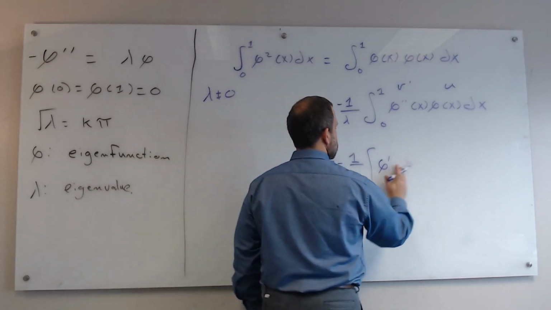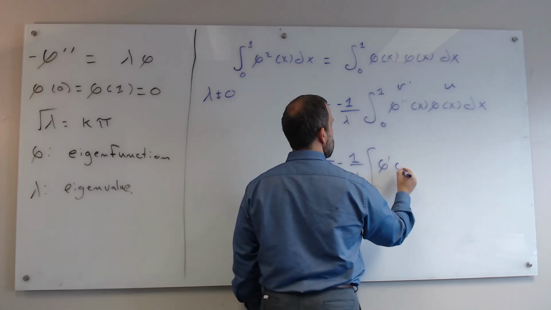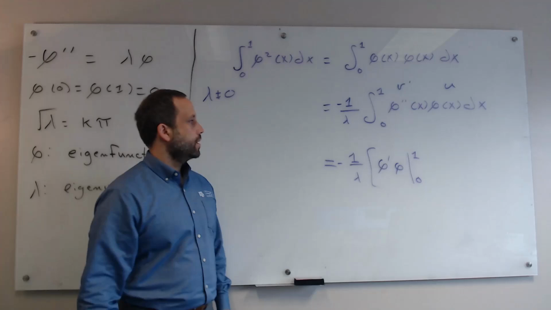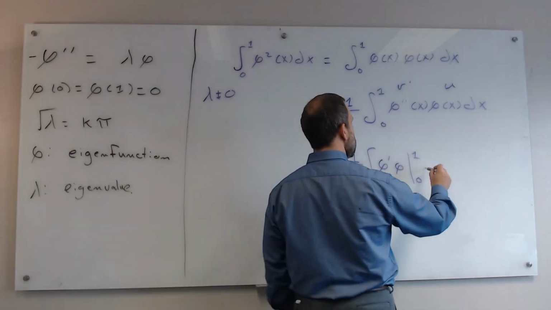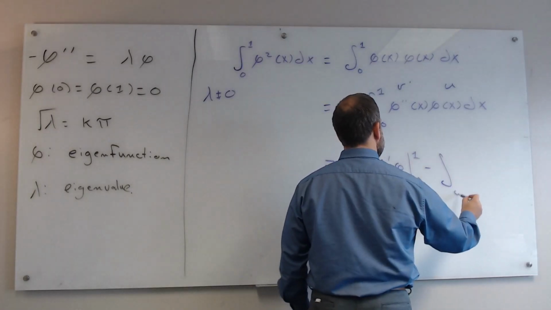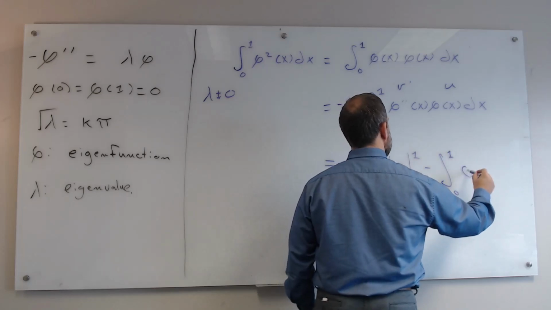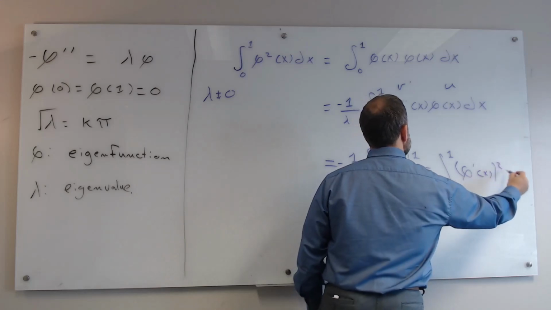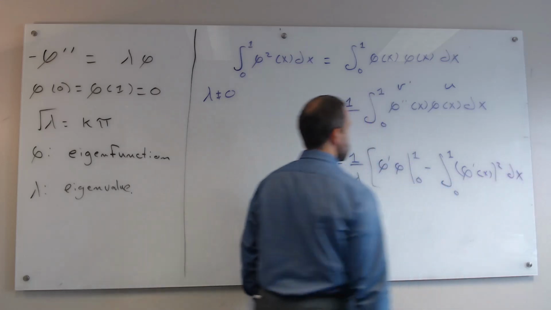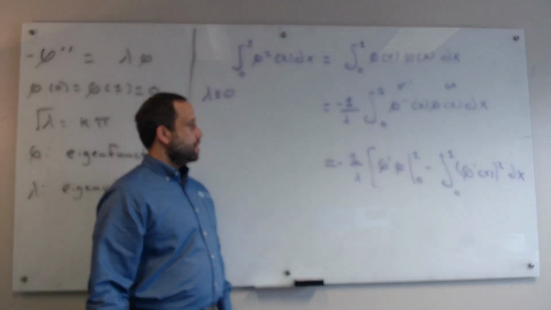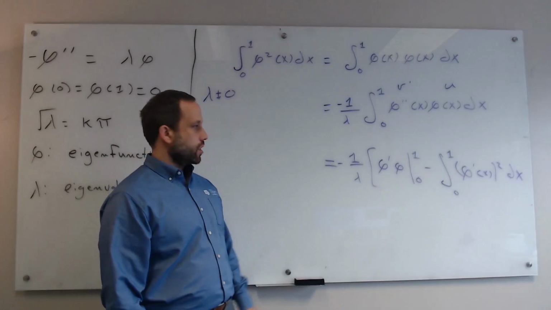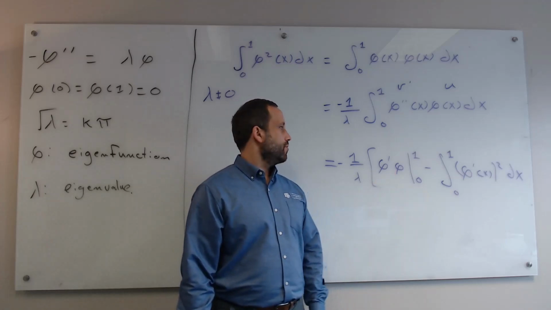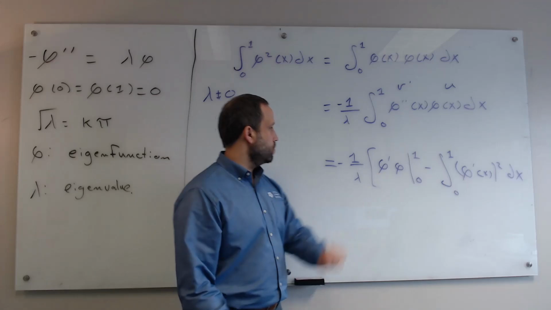Let me write it like this. Just phi prime times u, which is phi, and we're evaluating this from 0 to 1. And then it's going to be minus the integral from 0 to 1 of phi prime of x squared dx. Okay, now here's where the boundary conditions are going to come in. I know phi of 1 is equal to 0 and phi of 0 is equal to 0. So this is equal to 0.